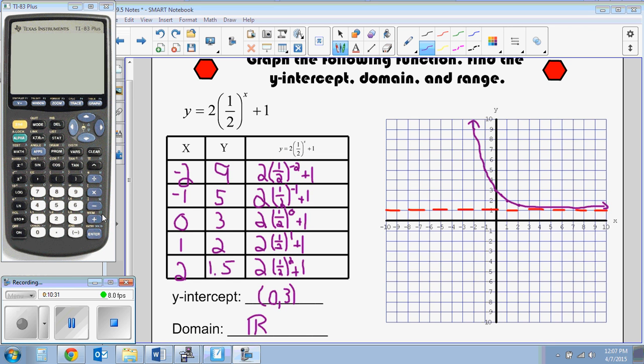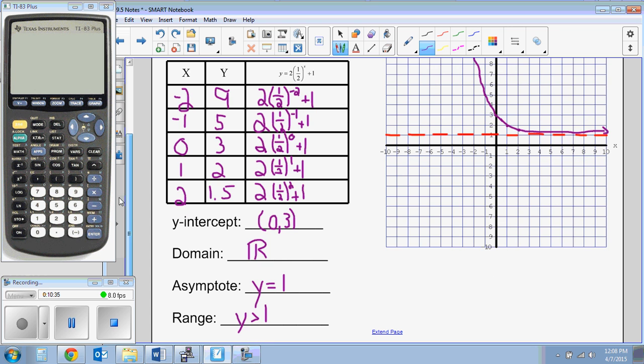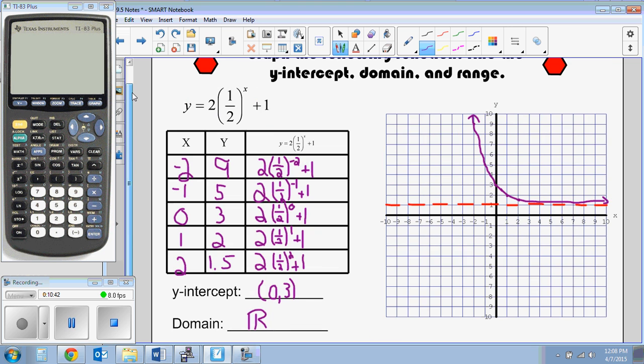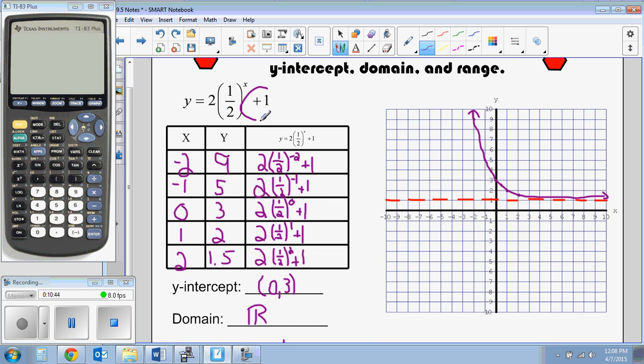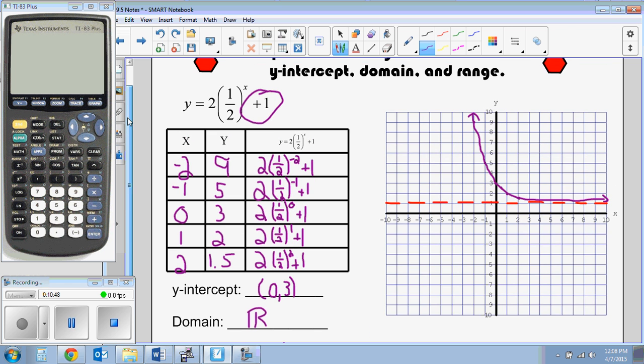Alright, so we used the information we were given to complete the table, and then complete all the other information. This is our graph. Our y-intercept was at (0, 3). The domain was all real numbers. Our asymptote was y equals 1 because we were adding 1 right up here, which means our range is y is greater than 1. And there we have our graph.